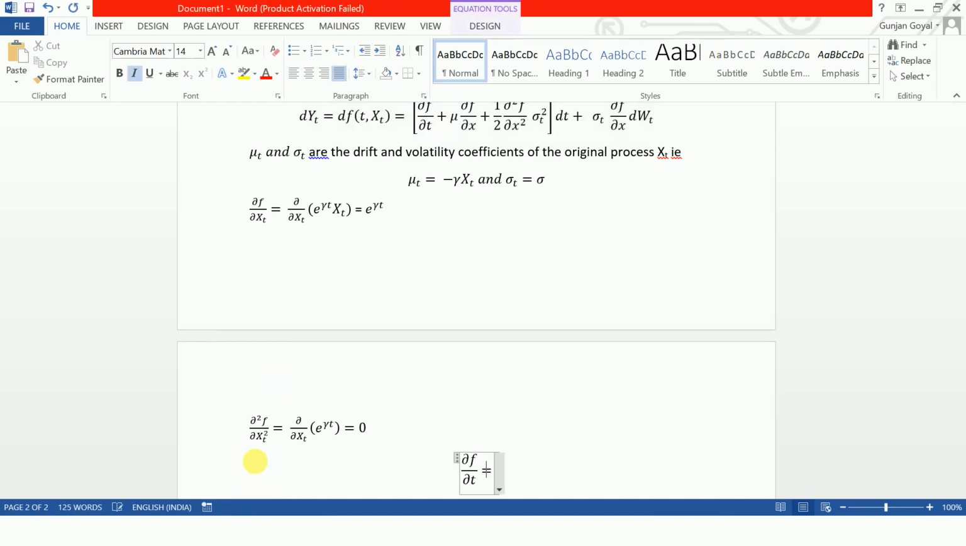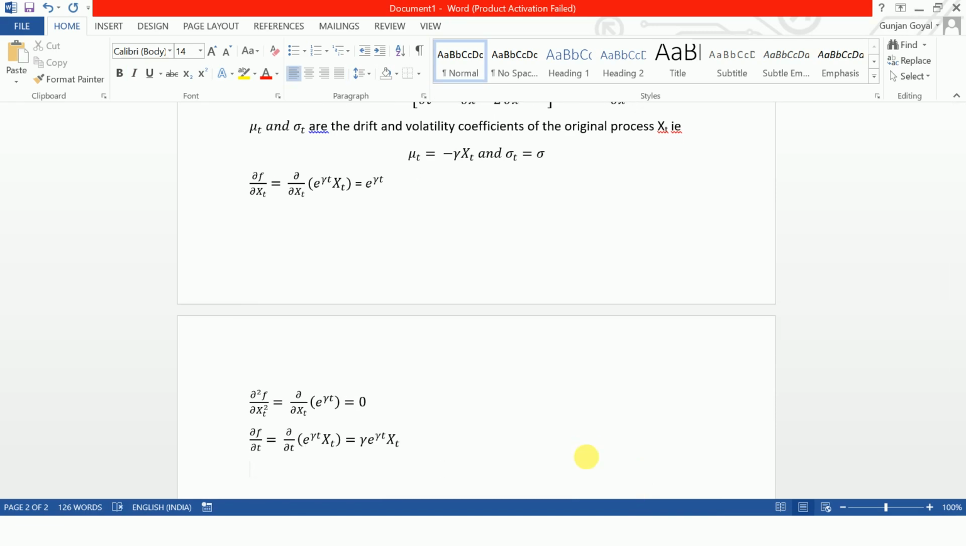Del f del t equal to del t. So again I'll paste, just go up, remove f, come down. I need e to the power gamma t xt, so I'll just copy this again from here. It's a repeated process, and writing each and everything repeatedly takes time. We know this value will be gamma, and then paste gamma e to the power gamma t xt.